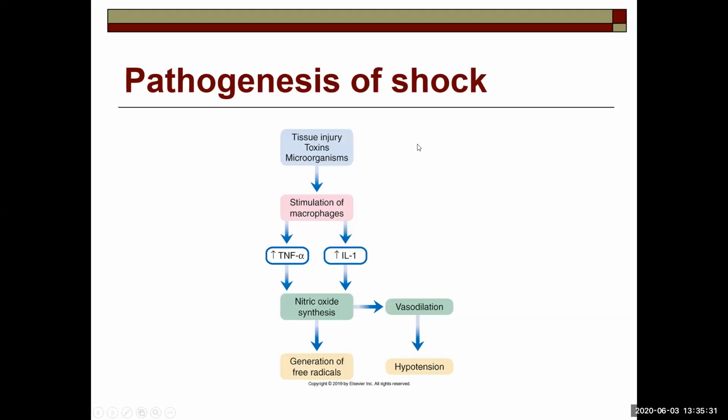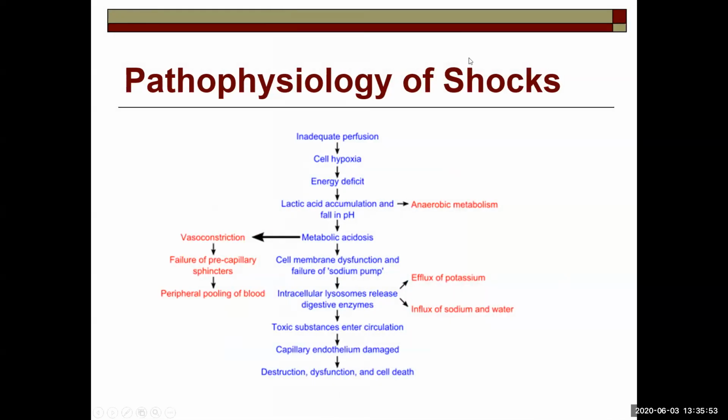So again, low oxygen can be caused by toxins. So you have a septic shock. Bacteria can attack, and they usually release these two factors here. That increases the nitric oxide, and with that, vasodilation can cause hypotension. Pathophys, again, you can look through this and make sense out of it. It all makes sense.